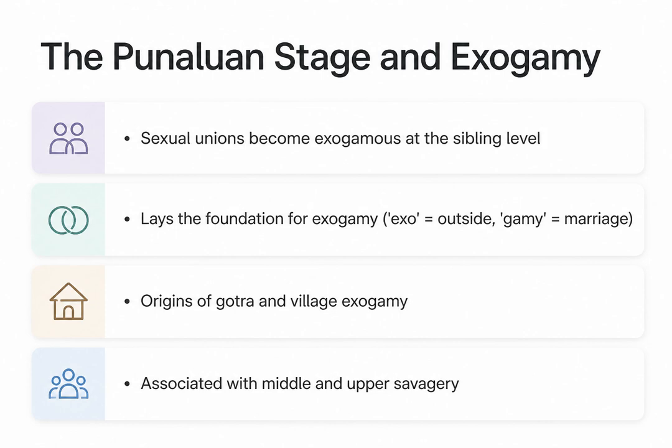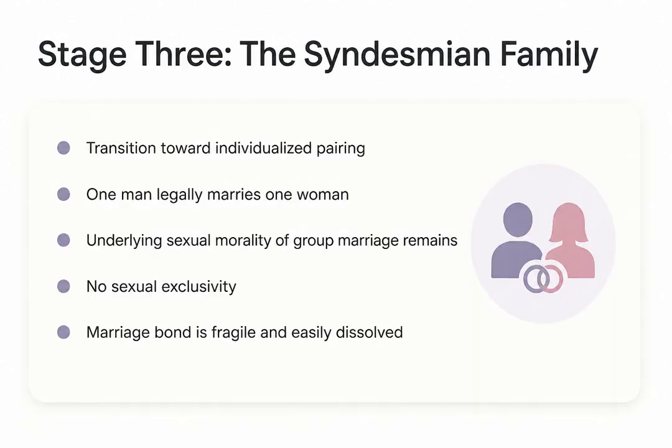Contemporary practices like Gotra exogamy or village exogamy trace their origins, in Morgan's framework, back to this Punaluan stage, which he associated with the periods of Middle and Upper Savagery. The third stage is the Syndesmian family. This marks the beginning of a transition away from group marriage toward individualized pairing, though the transition is incomplete.